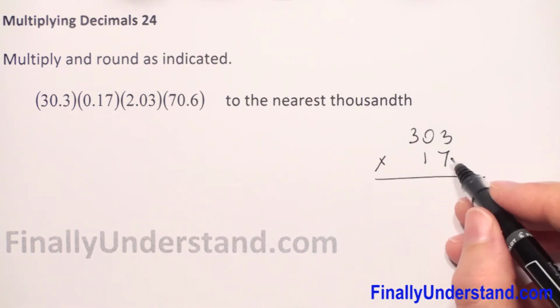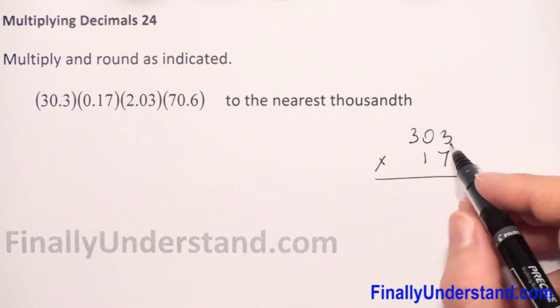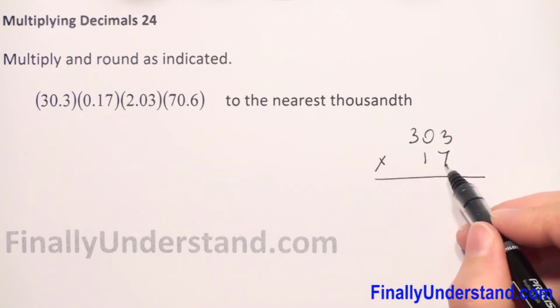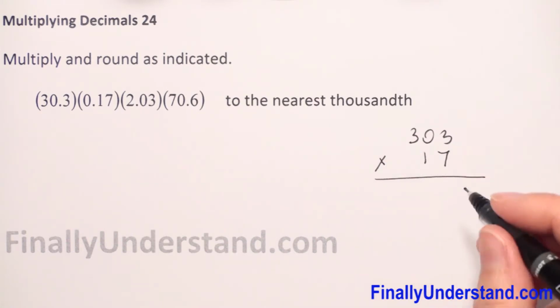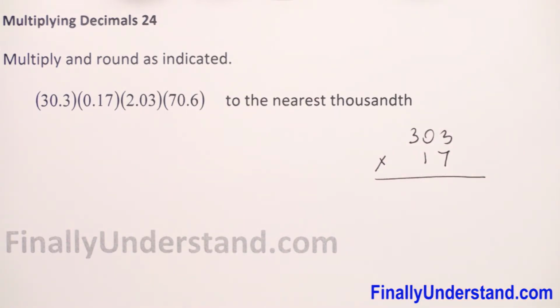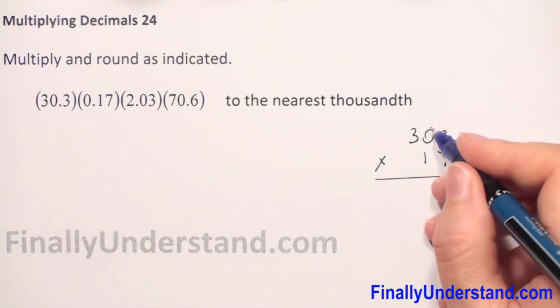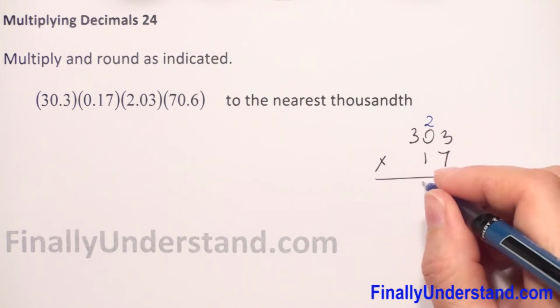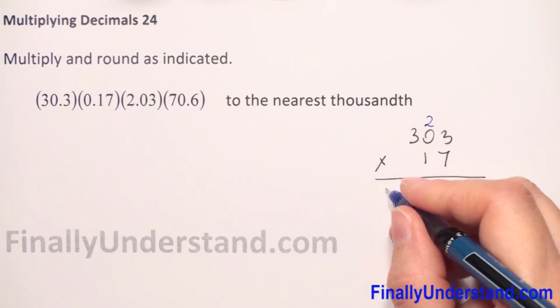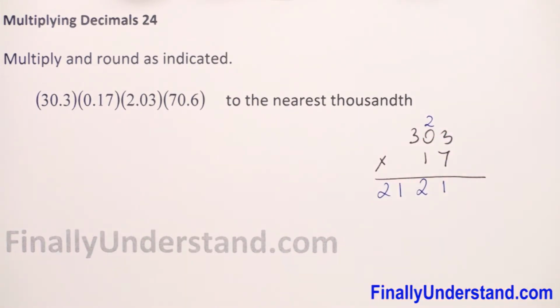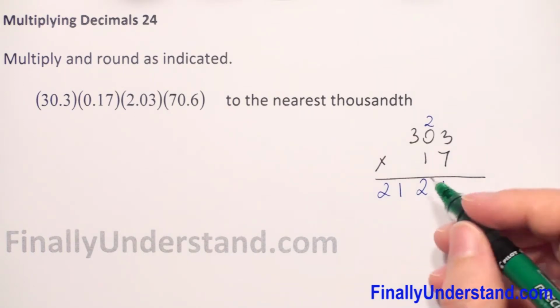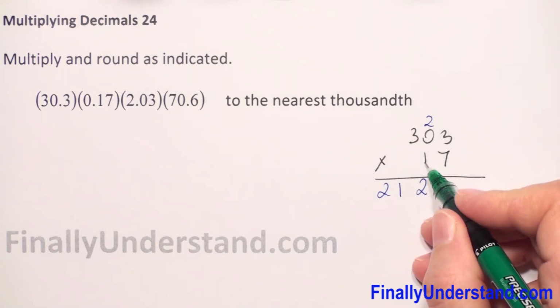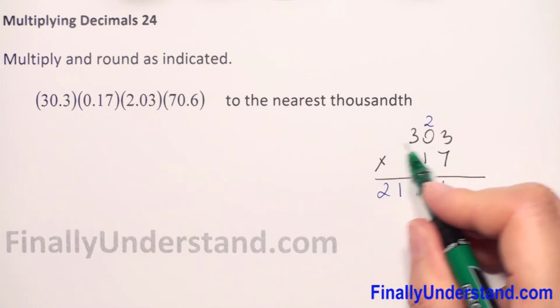So let's do this. We first multiply every number on the top by 7. 7 times 3 is 21. So we have 1, and 2 will go to the next column. 7 times 0 is 0 plus 2 is 2. 7 times 3, 21.